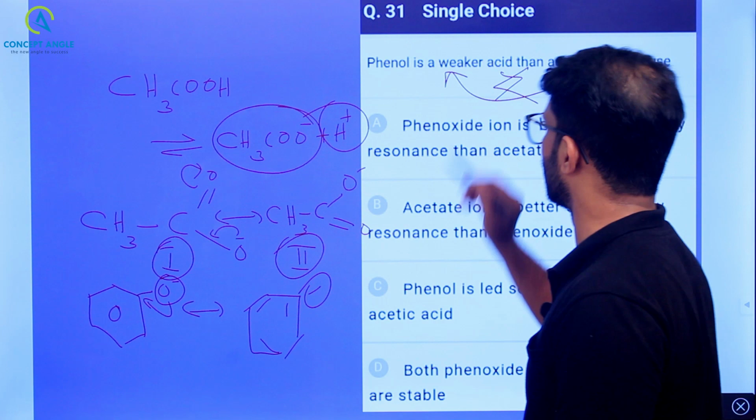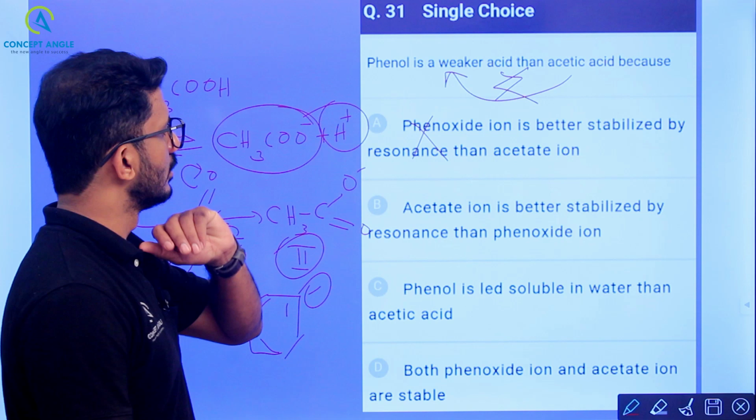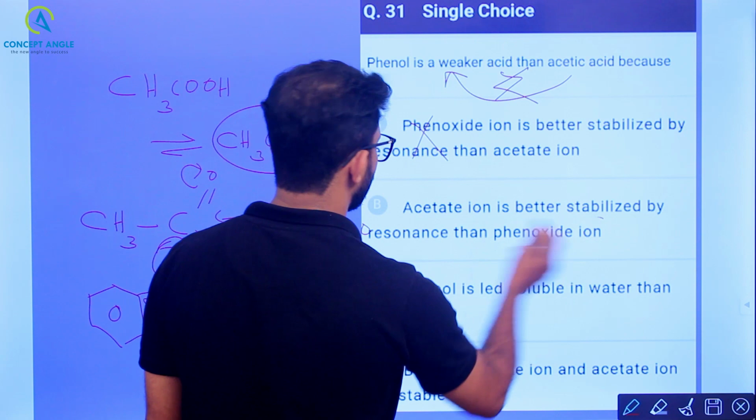Wrong. Phenoxide ion is not better stabilized by resonance, because in phenoxide ion the resonance structures are not identical, and the negative charge is not in all resonance structures. The negative charge is not on the most electronegative oxygen atom. Acetate ion is better stabilized by resonance than phenoxide ion.